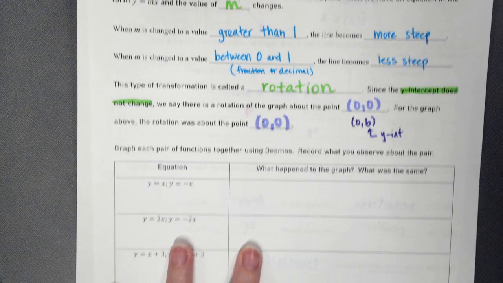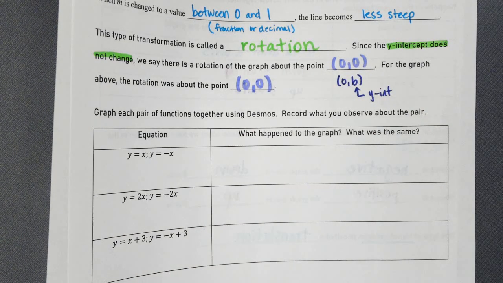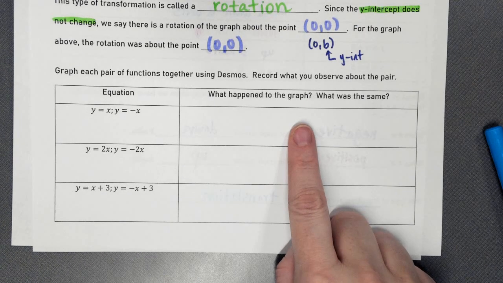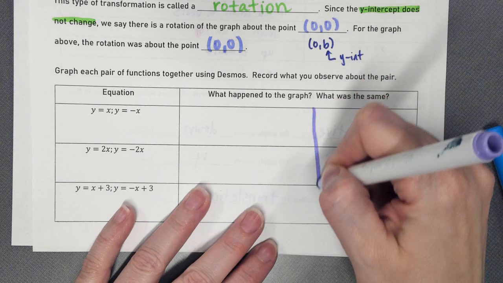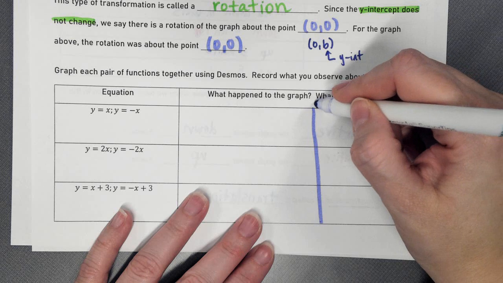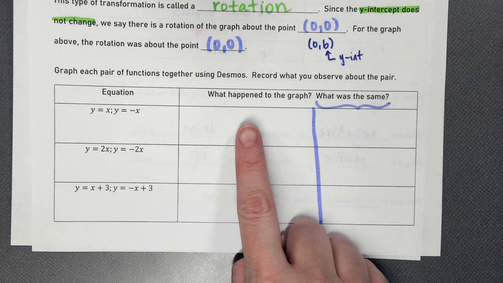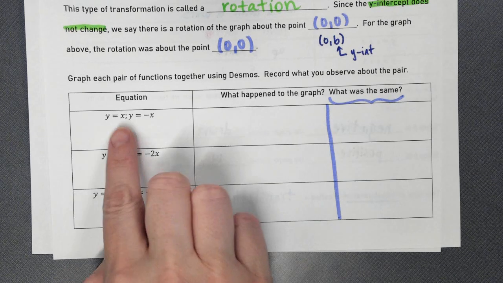Okay, so now you're going to graph these functions together using Desmos, and we're going to record what we noticed about the graph. And again, we're going to split this into 2 things. You're going to tell me here what was the same. And for this one, we're going to draw what happened to the graph. So we'll do the first one together.